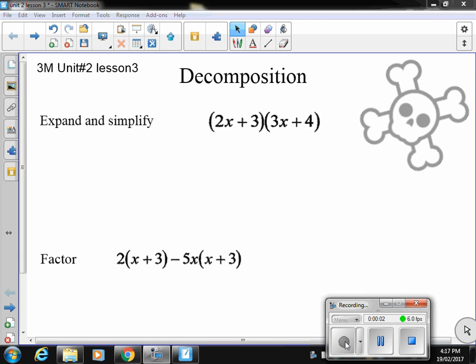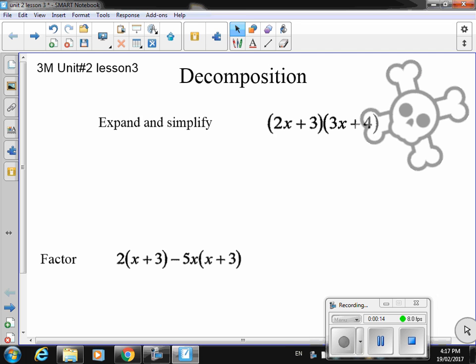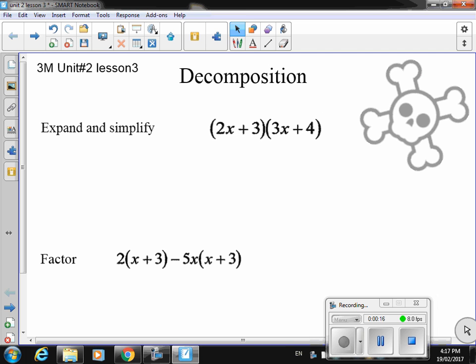3M lesson 3 is called decomposition. It's going to be a good time, so we're just going to go back over what we've done to remind you of some things rather strategically. So if I'm asked to expand and simplify, we are being asked to multiply and tidy. Multiply and collect like terms.